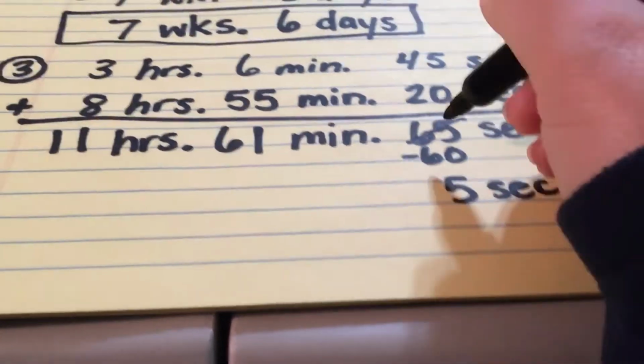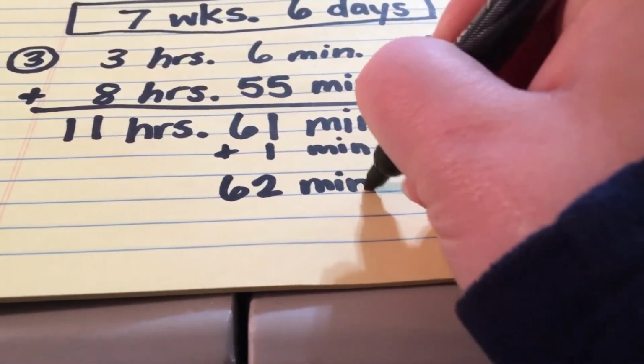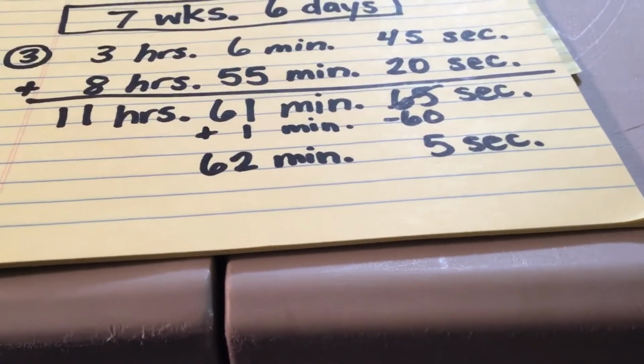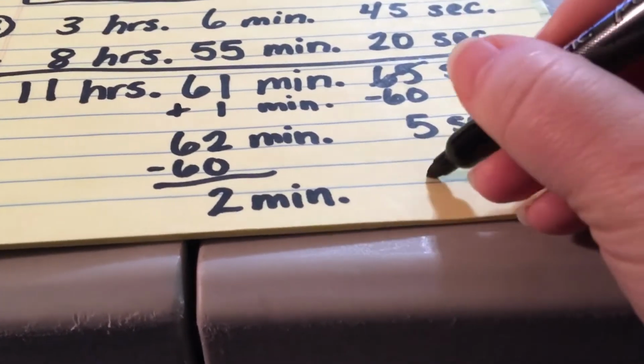It's only going to leave 5 seconds behind, right? Now those 60 seconds, I'm going to regroup them over here. So now I have plus 1 minute because those 60 seconds equal to 1 minute, right? So now I have 62 minutes. Can I leave this like that? No, I still can't leave it like that. That's too many minutes. So I'm going to take 60 of these minutes. That leaves behind only 2 minutes. Remember, we had 5 seconds.